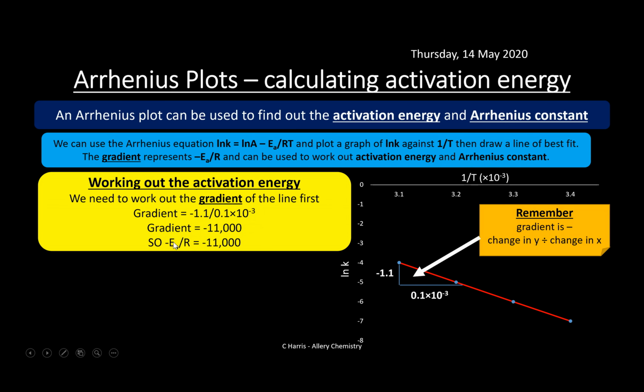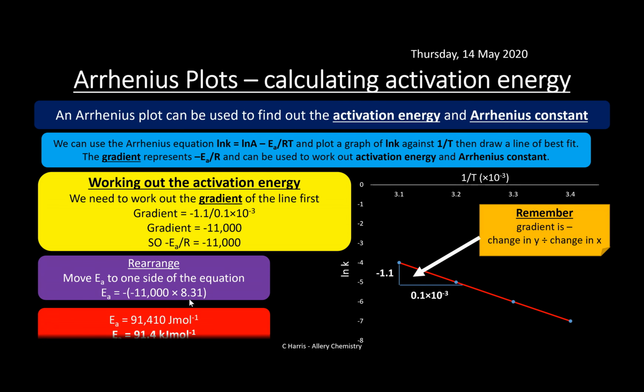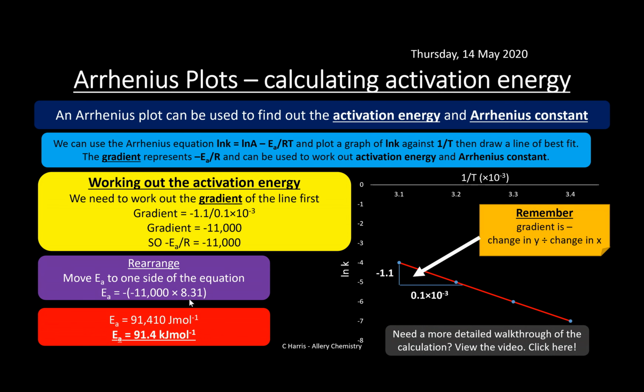But what we need to do is work out just the activation energy, because that's what we want to work out. So we need to do a little bit of rearranging. So we move EA to one side of the equation. So EA equals minus 11,000 times by 8.31, which is our gas constant. So we put all of them in, and we get an activation energy of 91.4 kilojoules per mole.